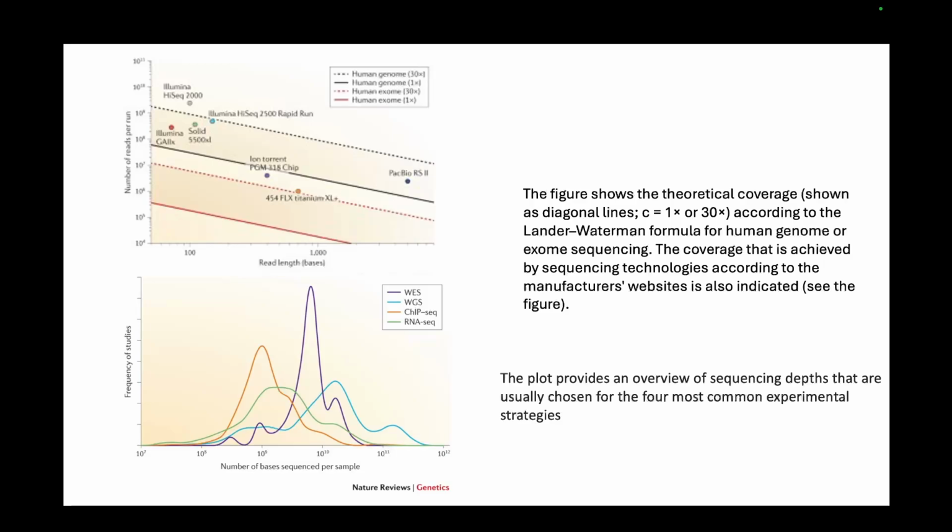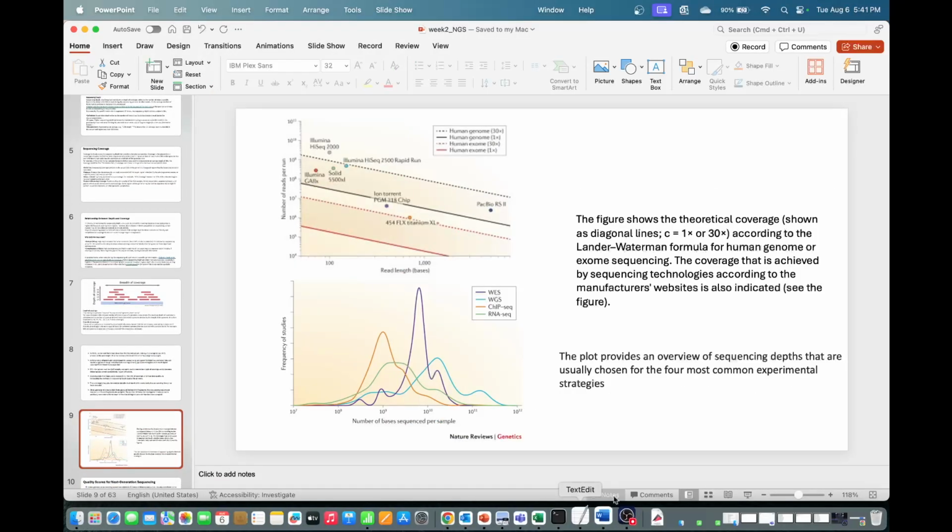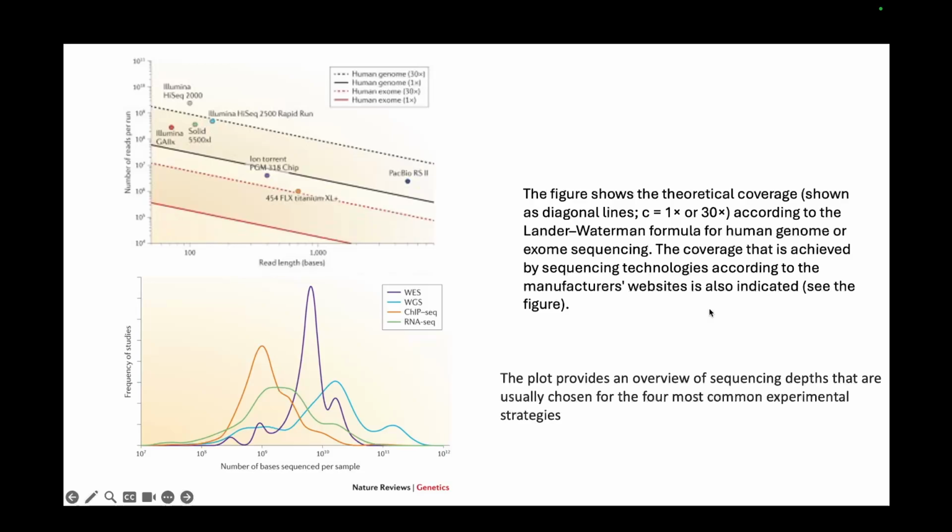So yeah, this is basically a plot that is showing you different types of experiments, and they require different sequencing depth requirements. So basically, this is giving you a number of bases sequenced per sample, and this is giving you the frequency of studies. So if you see, WES is in the middle. WES is basically whole exome sequencing. So you have exome sequencing in the middle, you have ChIP-seq on the left, you have whole genome sequencing on the right.